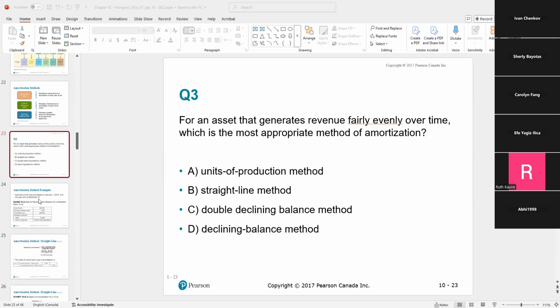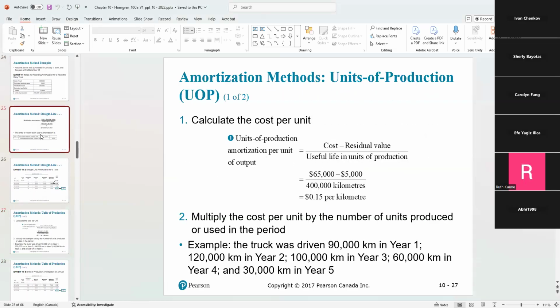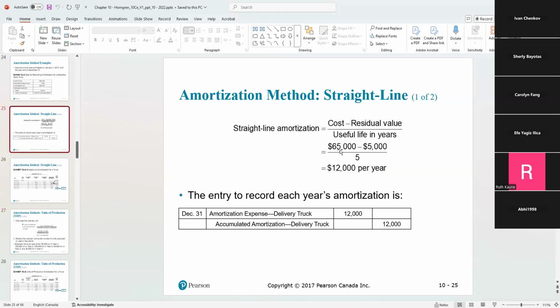Okay. So again, let's repeat very quickly. First one was the straight line method. We're getting the cost minus the residual value divided by the number of years. We're getting the amortization per year. If you need it per year, get it per year. If you need it per month, get it per month. Then you have to do the most difficult accounting journal entry, which is debit amortization expense, credit accumulated amortization.